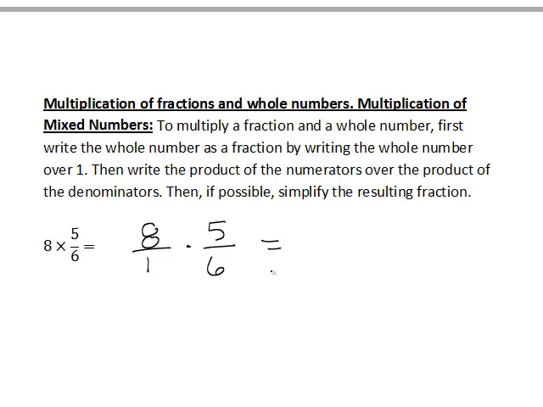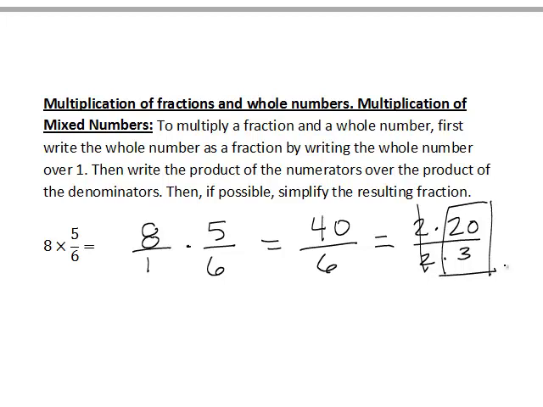Now we have just two fractions and we go back to doing exactly what we did before. 8 times 5 is 40 over 6. We can see that both of these have a 2 as a factor, so this becomes 2 multiplied by 20 over 2 multiplied by 3, and we can cancel out those common 2's that make a 1 there, and we're left with 20 over 3. So there is our solution.